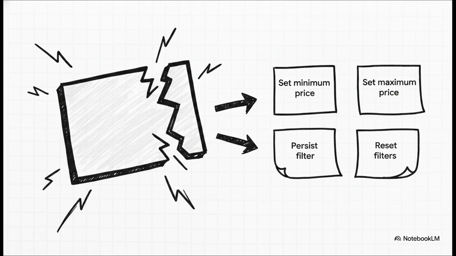So instead of one giant, intimidating task, we now have 4 specific, highly actionable capabilities: setting a minimum price, setting a maximum price, persisting the filter across pages, and resetting filters easily. Boom. Each of these becomes its own individual user story. They're small enough to actually be completed in a single development cycle, but together, they build out the entire epic.